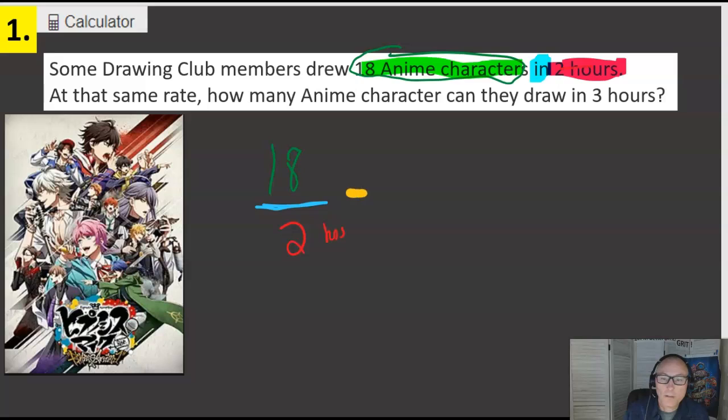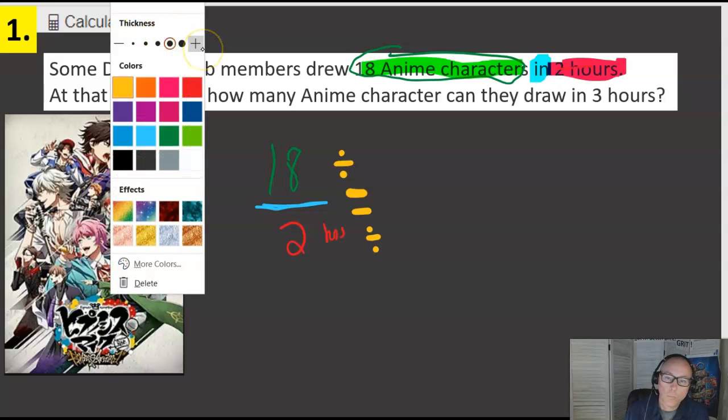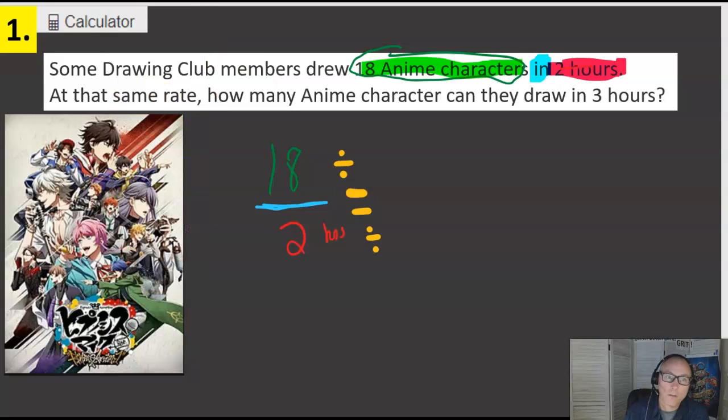Let's find our unit rate. We want it for every 1 hour. So what does it take to get there? How do you go from 2 to 1? You divide by a certain number. What number are we going to divide by to get 1? Divide by 2, divide the bottom by 2, divide the top by 2.